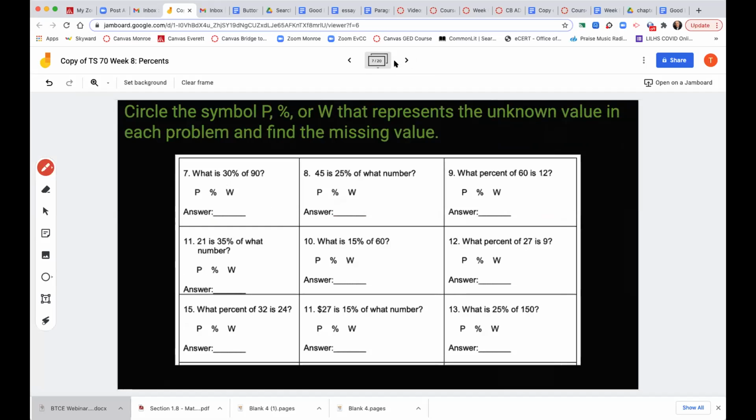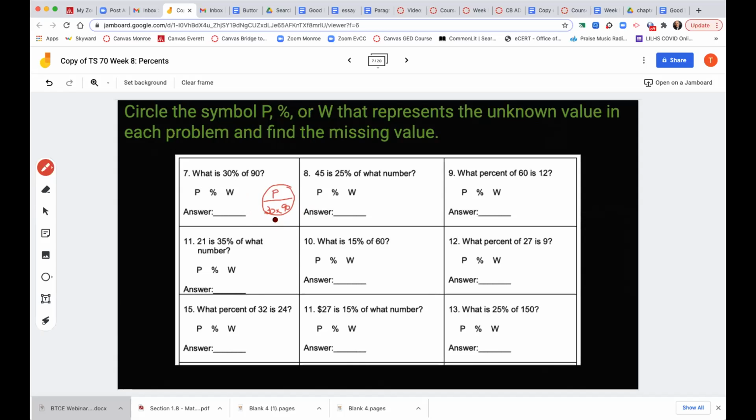Now let's see here. Circle the P for what represents the unknown value in each problem and find the missing value. I'm just going to illustrate it for you again. So what is 30% of 90? If I've got my wheel here, they want to know this, and the whole is 90, and they want to know 30%, which is 0.30. They're trying to find this part here.